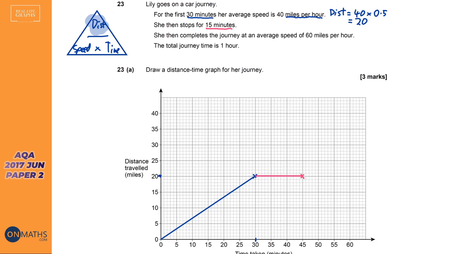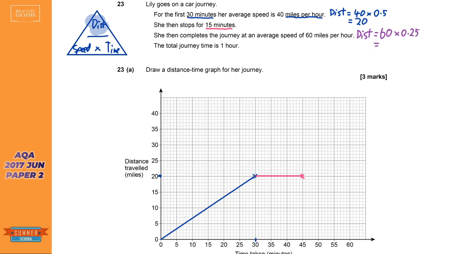Again, we don't have the distance. So we need to do distance equals speed times time. Speed is 60. But if she completed it in an hour, then all we've got left is 15 minutes. So it's 15 minutes, but we need that in hours. Well, 15 minutes is a quarter of an hour. So we're going to times that by a quarter. So a quarter of 60.